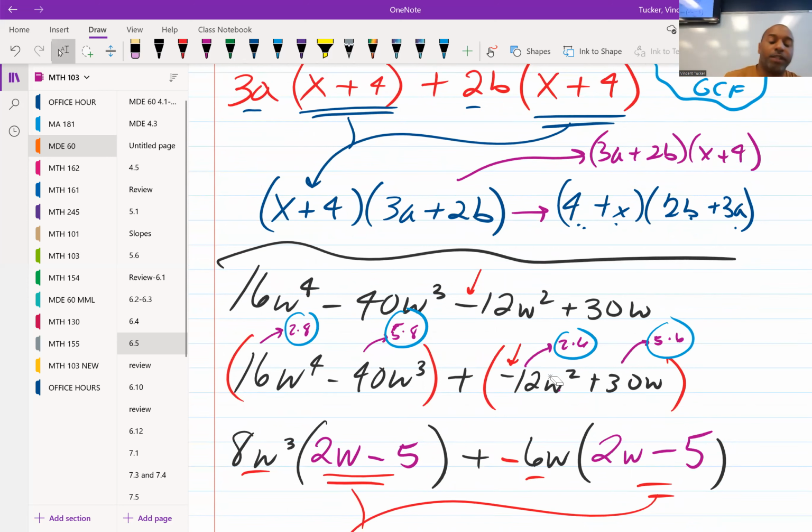In the first parentheses, I'm pulling out 8w cubed, and that'll leave me with 2w minus 5. In the second one, I'm pulling out negative 6w. Don't forget that what's in this parentheses has to be the same as in this parentheses. If I only pull out positive 6, I'll be left with negative 2w plus 5, but I need positive 2w minus 5. So that's why you have to pull out the negative 6. So once again, be careful.